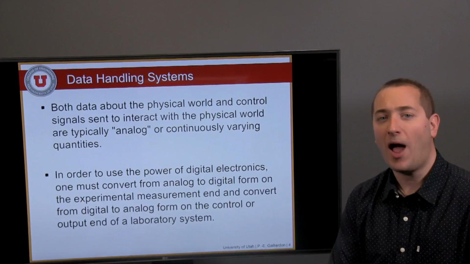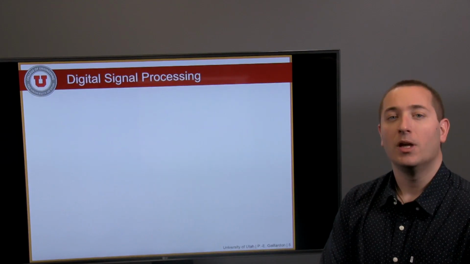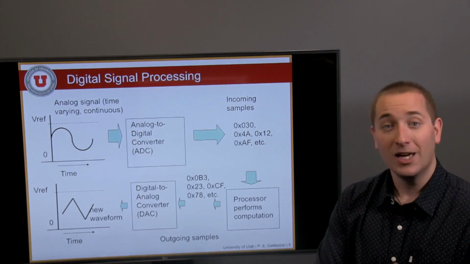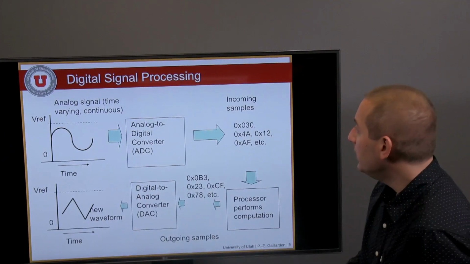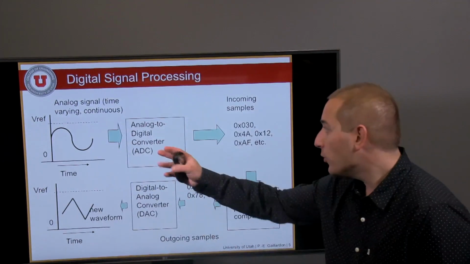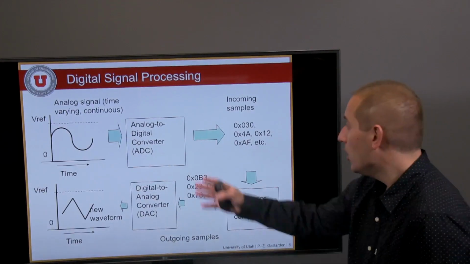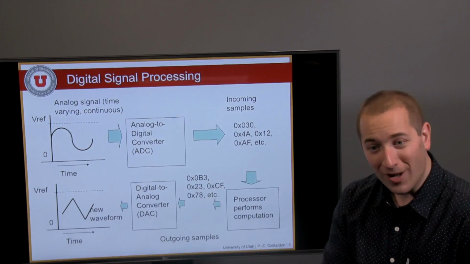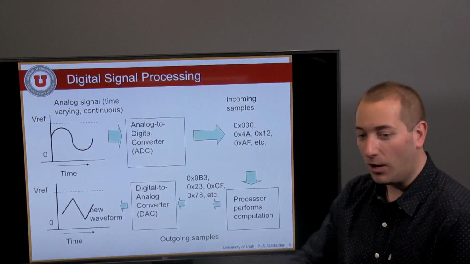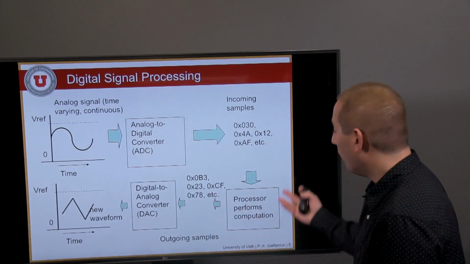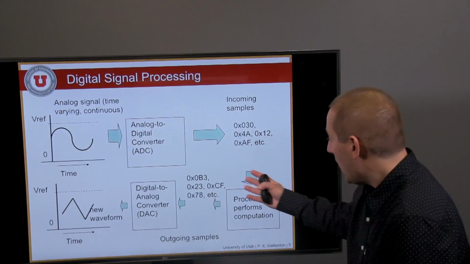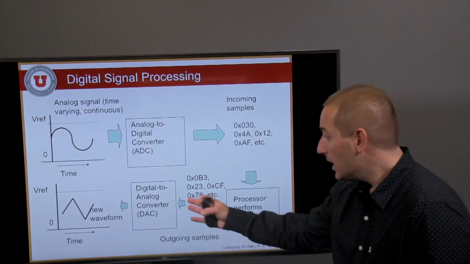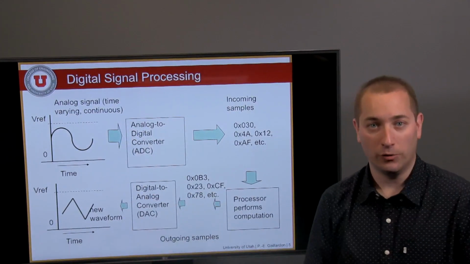Why am I saying that we want to use the power of digital electronics? Well, it turns out that digital signal processing helps you to do very complicated processing in a simplified way. Here's a typical DSP type of flow. You will have your analog signal, time varying and continuous, going through an analog to digital converter. After being sampled and quantized, you will receive a stream of incoming samples and you will be able to perform digital computation on that. After the digital computation is done, you will be able to reconvert this digital information into the analog domain using a digital to analog converter.